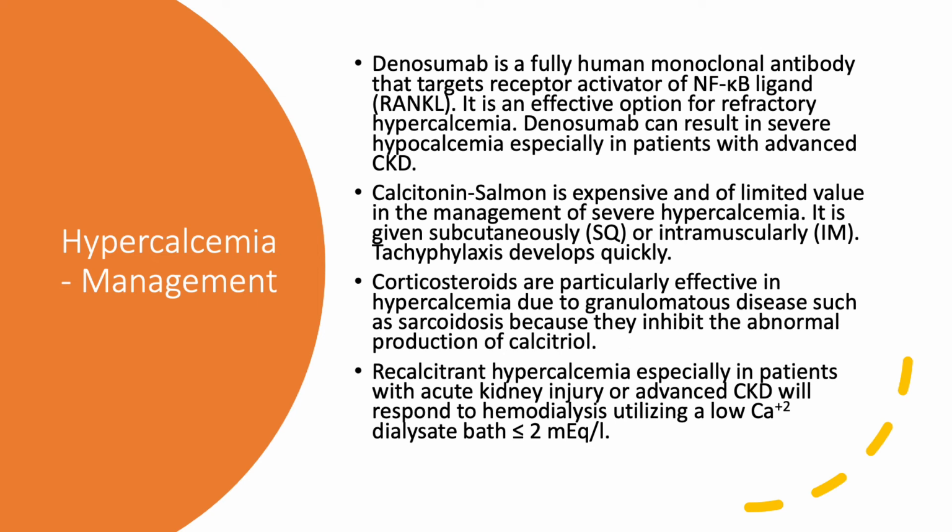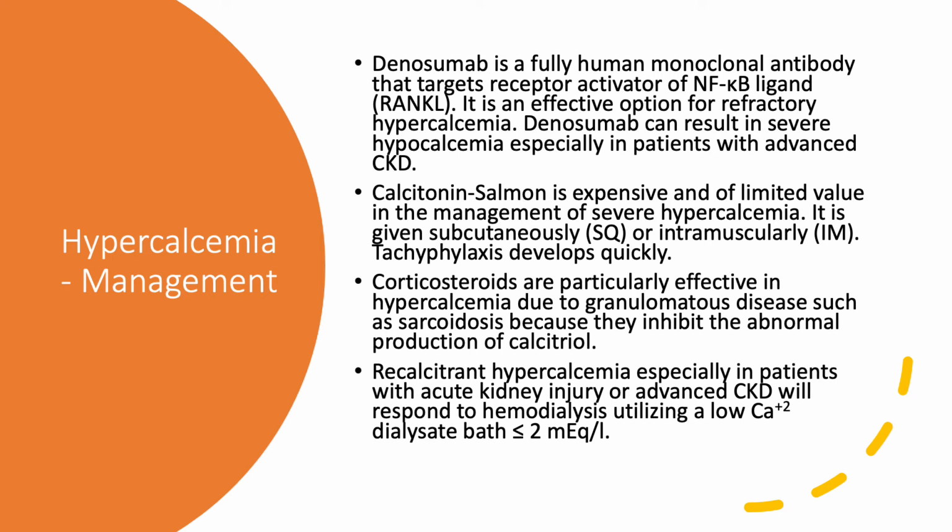Denosumab is actually preferable to bisphosphonates in patients with chronic kidney disease. The problem is it's very expensive, it's subcutaneous, and hospitals just would not get it for you. So this is why we are stuck with bisphosphonates using lower doses and slower infusion. If I could get denosumab, I'm not going to use bisphosphonate, but I can't. So denosumab, or Prolia, the trade name, is a fully human monoclonal antibody. It targets the RANK ligand, RANKL. It is an effective option for refractory hypercalcemia, if you can get it.